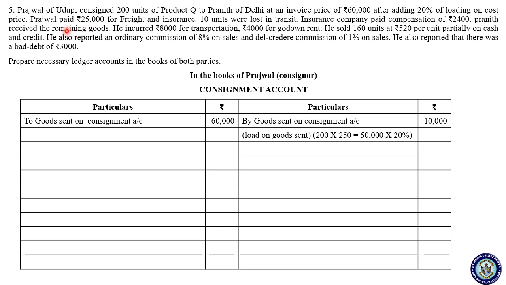Okay, next sentence, that is Prajwal paid 25,000 for freight and insurance. So when the consignor pays, the entry will be To bank account.